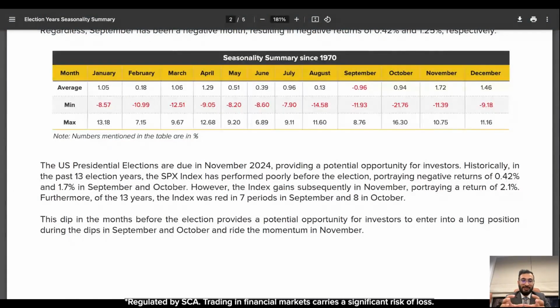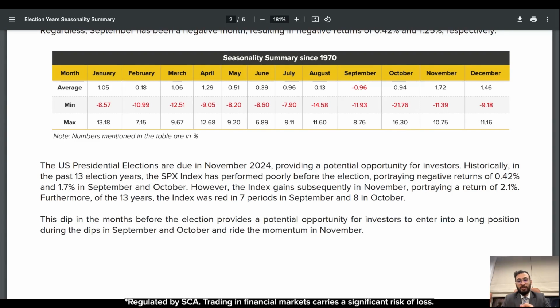In the last 13 election years, the S&P has performed poorly before the election, giving negative returns in September and October, right? But then the index gains in November, portraying a return of 2.1%. Of the 13 years, the index was red in 7 periods in September and 8 times in October. So we need to understand that whenever elections happen, we sometimes see a contrasting impact: just before the election we see markets coming down, and then again in November it recovers.